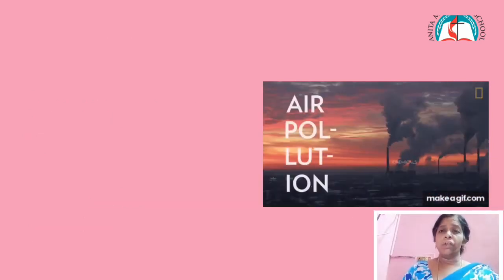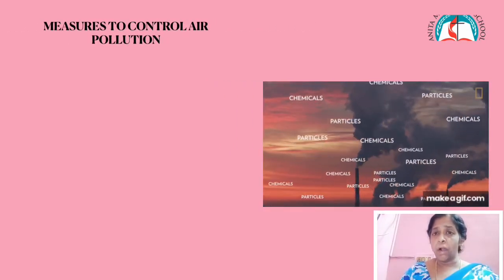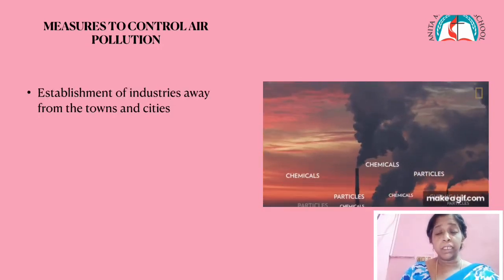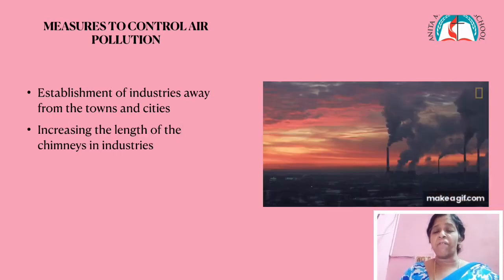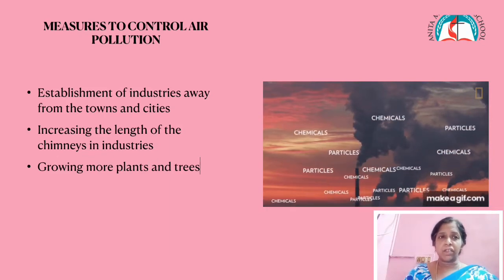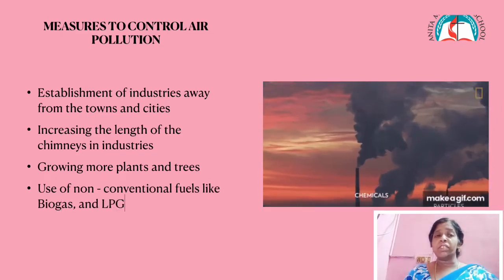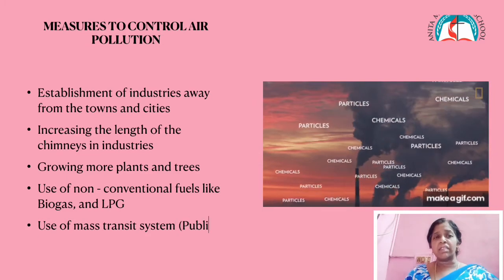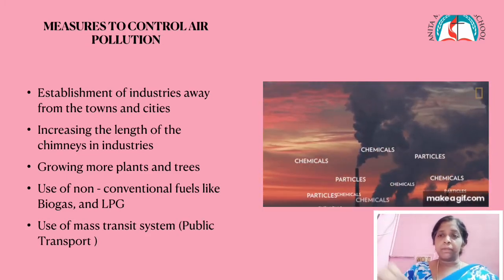Children, now we all know the causes of air pollution and the effects of air pollution and how it is going to affect the environment. Now we are going to learn the remedial measures to control air pollution. They are establishment of industries away from the towns and cities, increasing the length of chimneys in industries, growing more plants and trees, use of non-conventional fuels like biogas and LPG, use of mass transit system. These are the remedial measures to control air pollution.